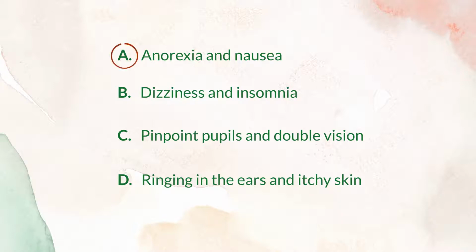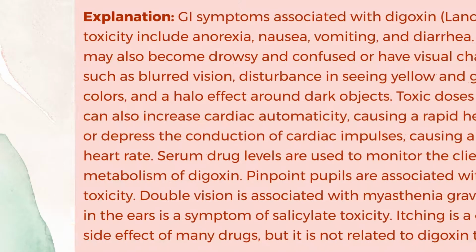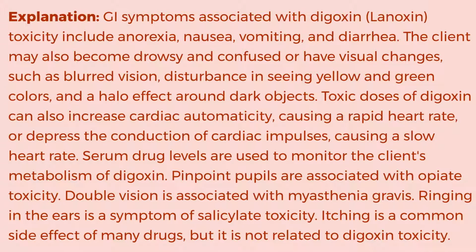The correct answer is A. Anorexia and nausea. Explanation. GI symptoms associated with digoxin, Lanoxin, toxicity include anorexia, nausea, vomiting, and diarrhea. The client may also become drowsy and confused or have visual changes, such as blurred vision, disturbance in seeing yellow and green colors, and a halo effect around dark objects. Toxic doses of digoxin can also increase cardiac automaticity, causing a rapid heart rate, or depress the conduction of cardiac impulses, causing a slow heart rate.